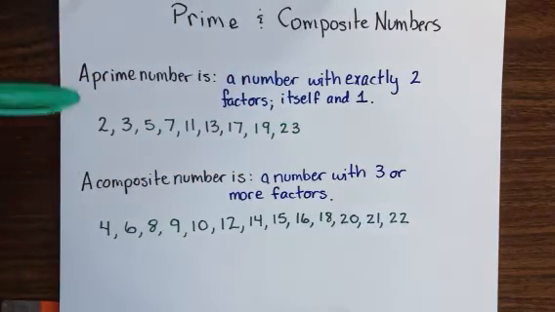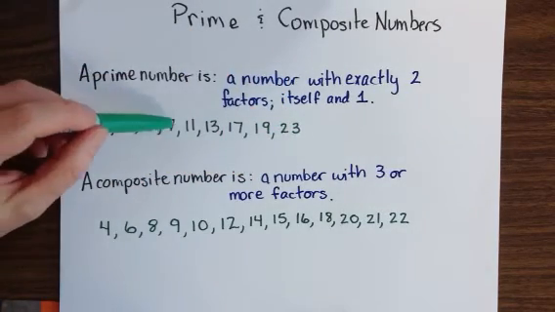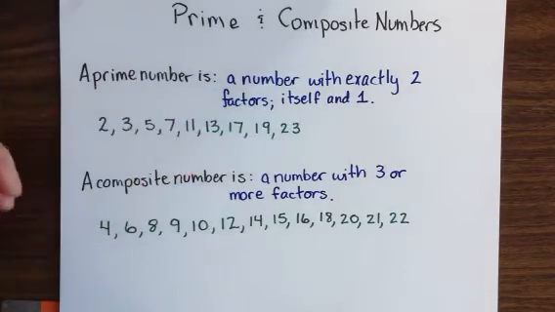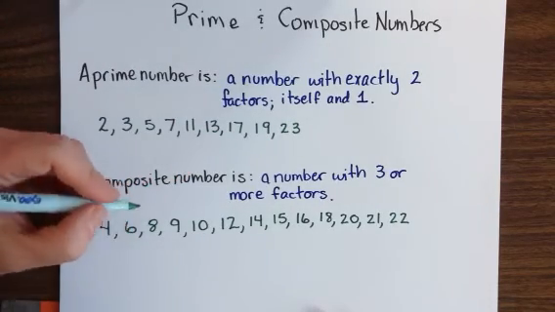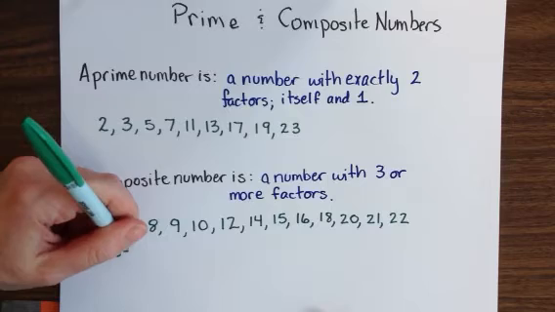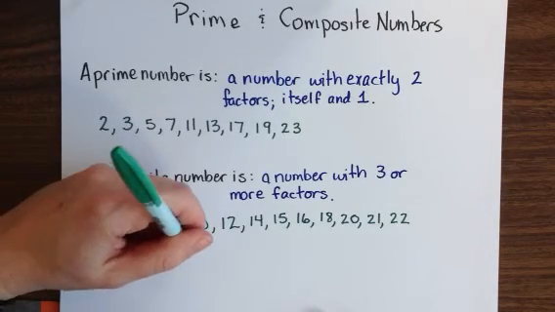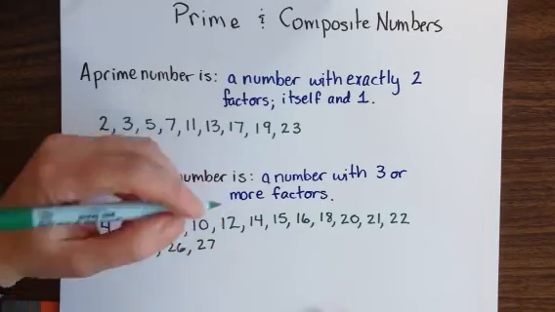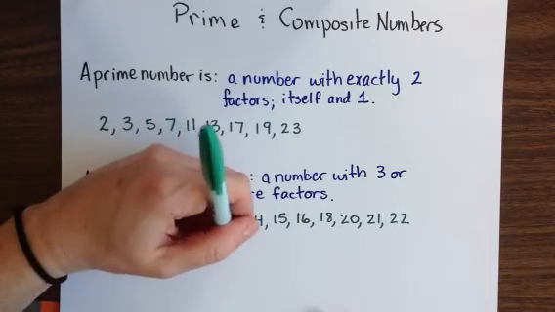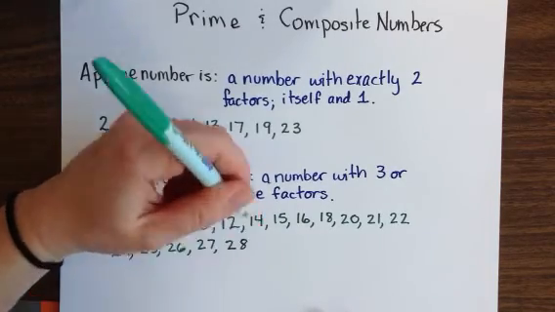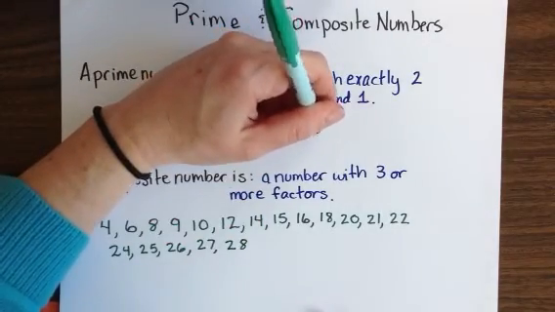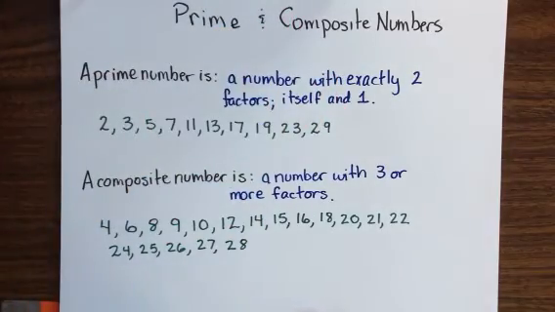So let's see if we're getting close to our 10 here. 1, 2, 3, 4, 5, 6, 7, 8, 9. Oh, we need one more. So 24 will go on the composite list with 25, 26, 27, 3 times 9, and 28. And our next prime then will be 29.